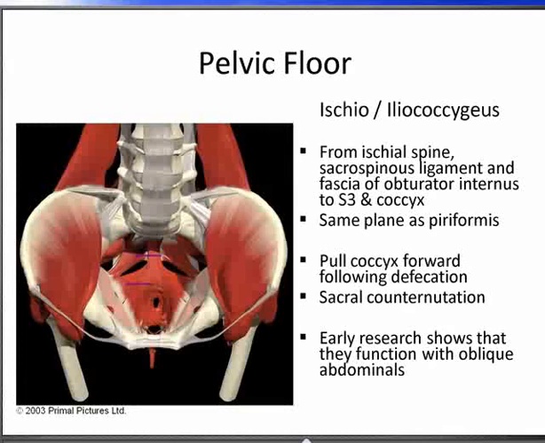The ilio- and ischiococcygeus muscles run from the ischial spine, sacrospinous ligament, and fascia of the obturator internus to S3 and the coccyx. They run basically in the same plane as piriformis, and their job is to pull the coccyx forward following defecation. So essentially, the motion that they have on the sacrum is that of counternutation.